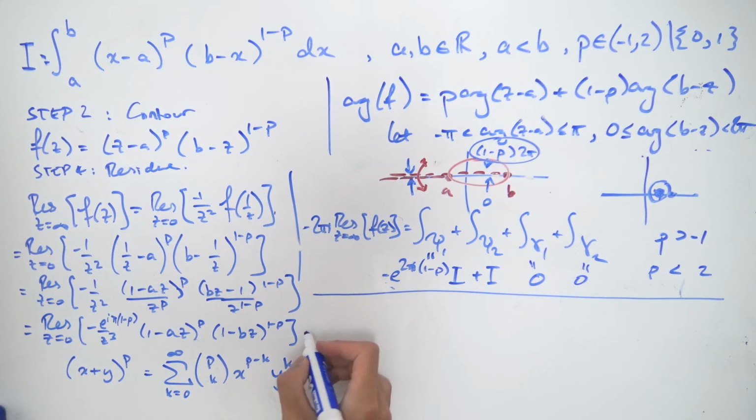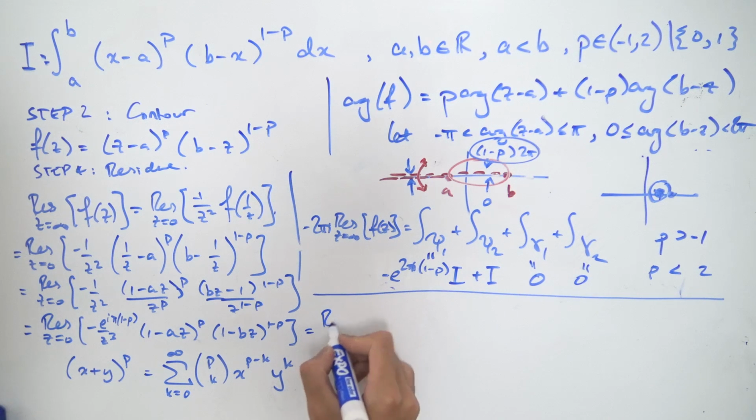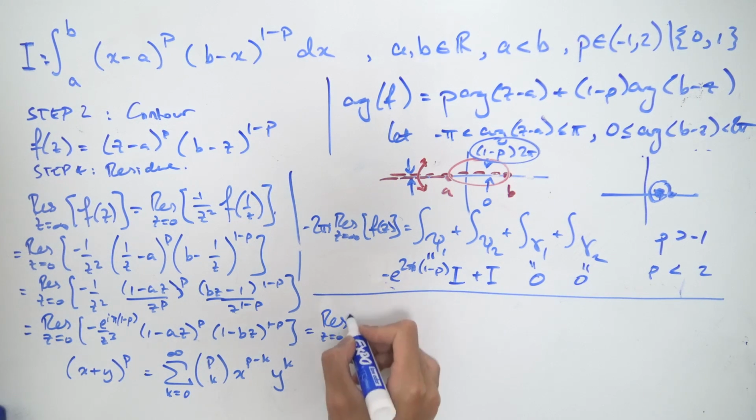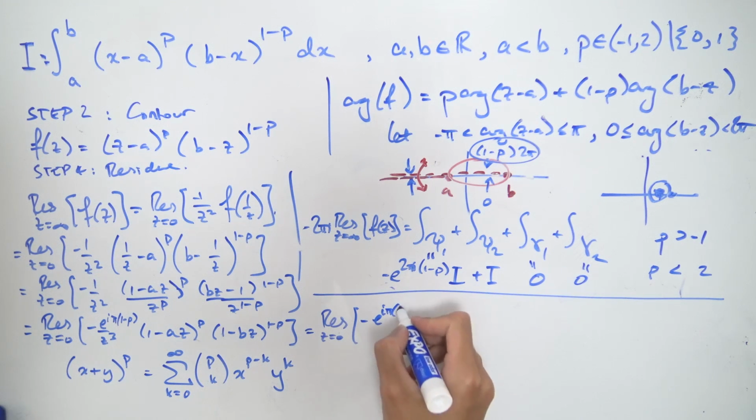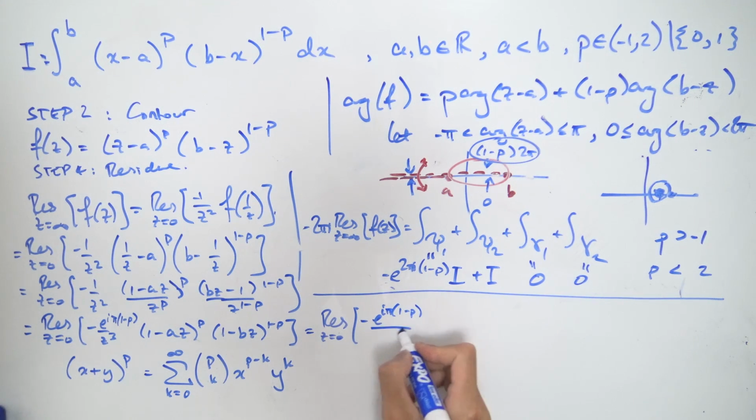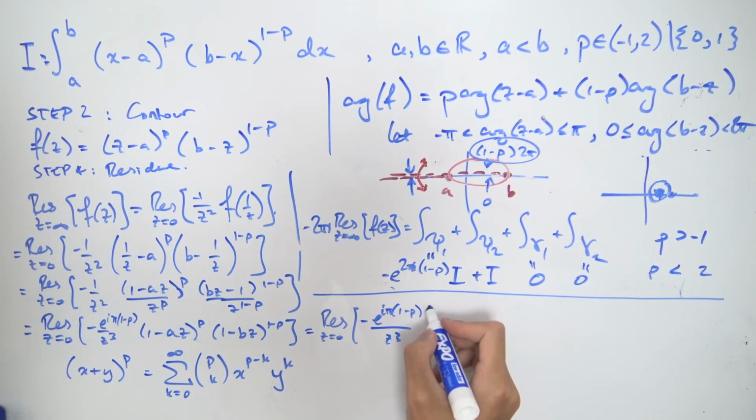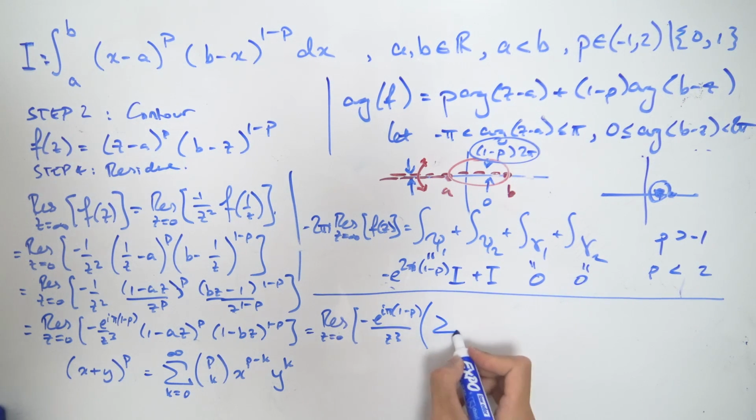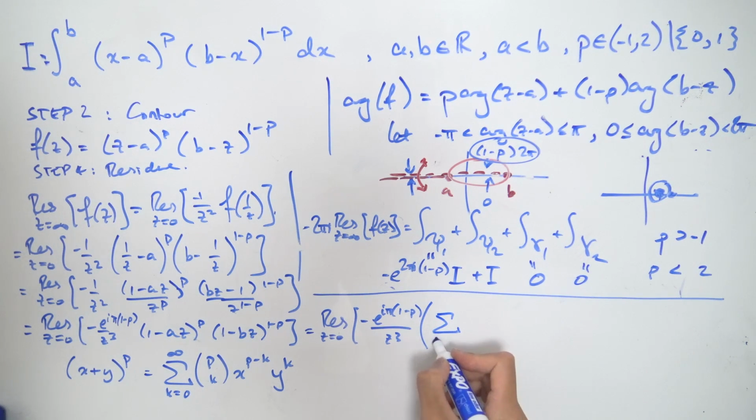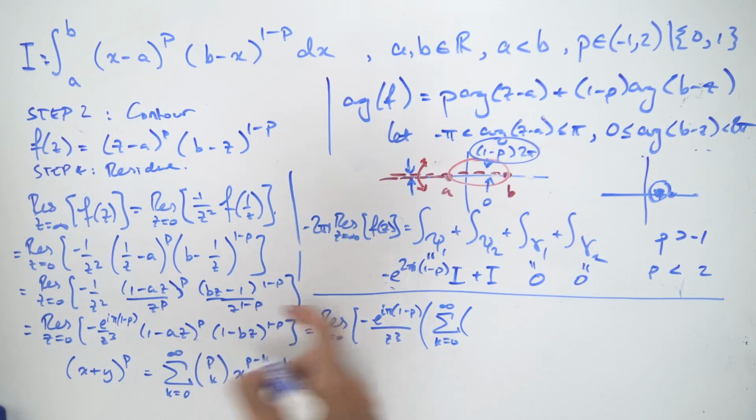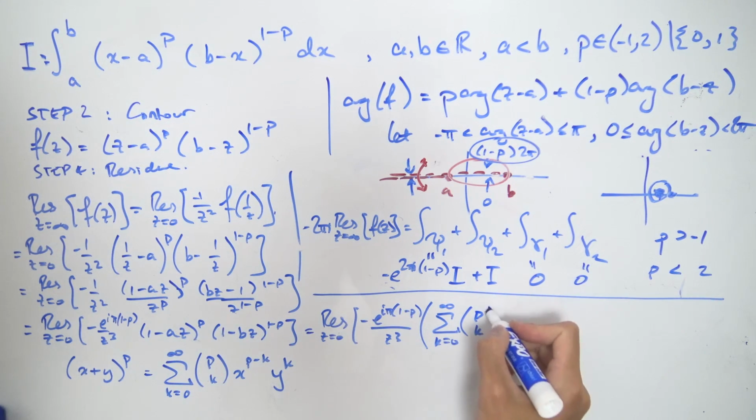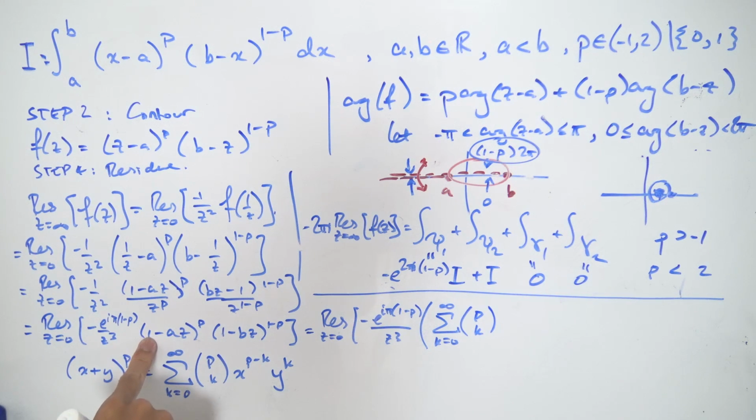So let's apply that to both of these factors. So now we have the residue at z being equal to 0 of minus e to the i pi times 1 minus p divided by z cubed. And now for the first factor, we're going to have the sum running from k going from 0 to infinity of, now we have p choose k, and then x is exactly 1, and 1 raised to anything is just 1, so that's why we wanted 1 at the front over here.